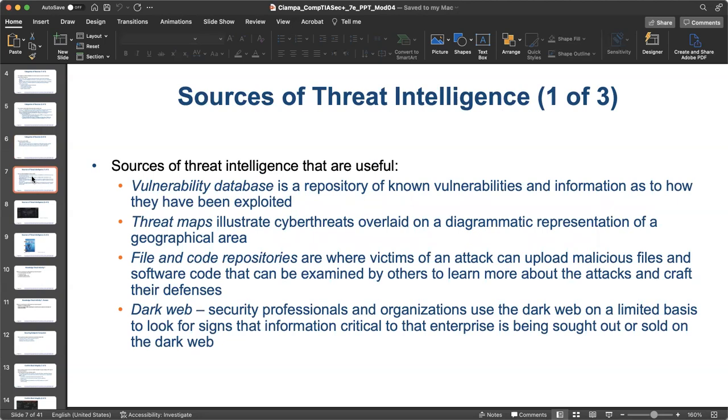So now that we discussed open source and closed source, let's talk about the actual sources of threat intelligence. There are several sources of threat intelligence, and all of them are useful to us, right? Those include, first and foremost, vulnerability databases. What is that? A vulnerability database is a repository of known vulnerabilities and information as to how they have been exploited. These databases create something we call feeds of the latest cybersecurity incidents.